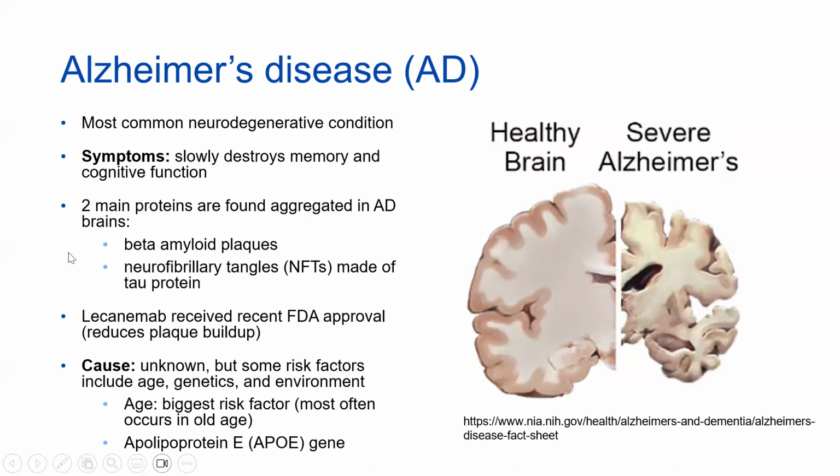And actually, what's interesting about plaques and tangles is we don't know if they cause Alzheimer's disease or are a result of the illness. So some people believe that we need to reduce the presence of plaques and tangles in order to treat Alzheimer's disease, whereas some believe that plaques and tangles are just a result of the illness.